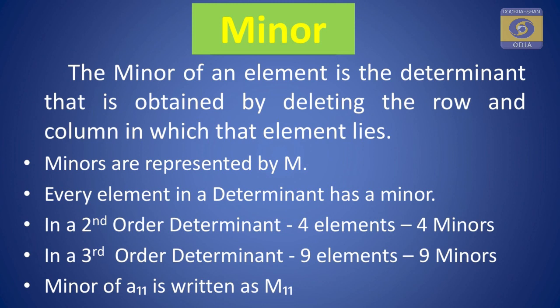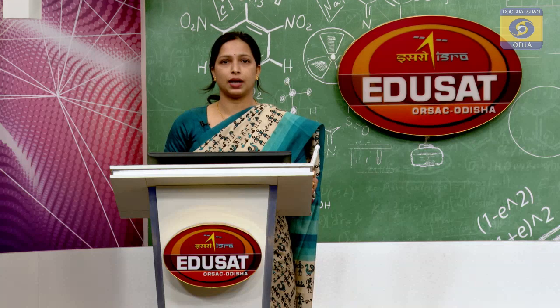Now, minors are represented by M, right. So, if we have to find out the minor of, let us say, A11, we use M11. M11 signifies that we are finding the minor of the element that lies in row 1 column 1, right. Every element in a determinant has a minor. In a second order determinant there are 4 elements, so 4 minors, and in a third order determinant there are 9 elements, so 9 minors. Like I already said, the minor of A11 is written as capital M11 in the subscripts. Okay. Now, let us go to the next slide.